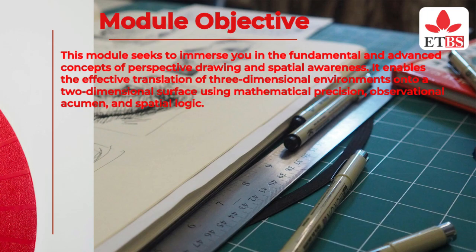Module Overview. This module seeks to immerse you in the fundamental and advanced concepts of perspective drawing and spatial awareness. It enables the effective translation of three-dimensional environments onto a two-dimensional surface using mathematical precision, observational acumen, and spatial logic. By mastering this module, you will acquire the capacity to render architectural structures, landscapes, interiors, and conceptual environments with believable depth, proportional accuracy, and spatial harmony.